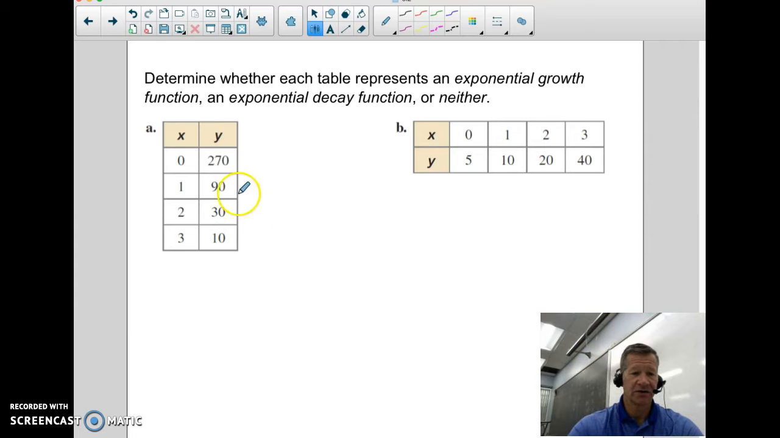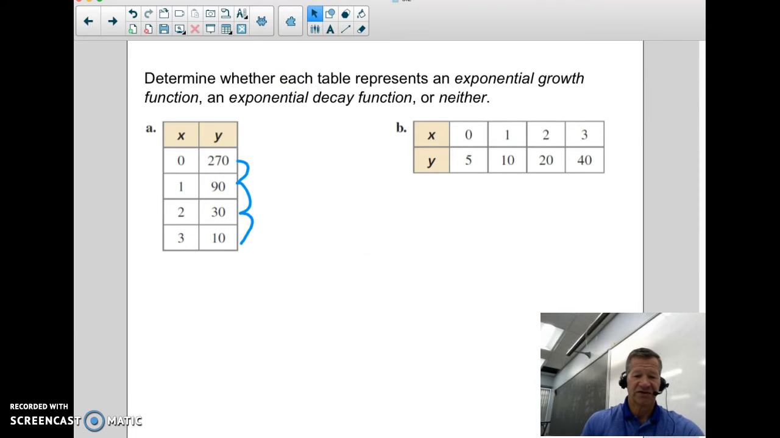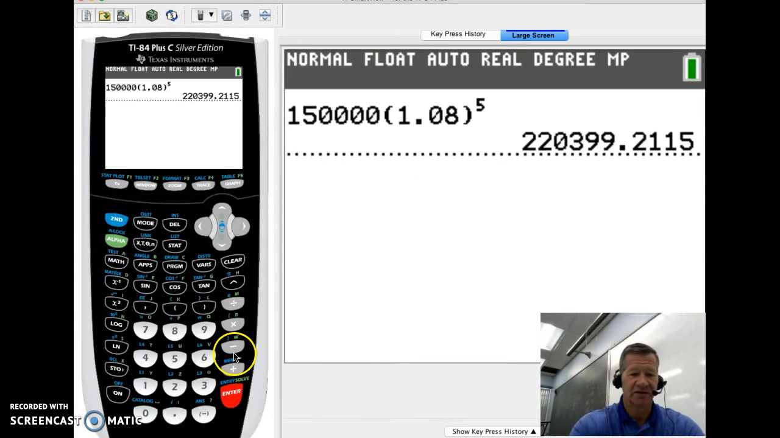Okay? So what I'm going to do is I'm going to take my calculator and I'm going to divide backwards. I'm going to divide 10 by 30, 30 by 90, and 90 by 270, to find out what exactly I am multiplying every time as I go down this list, and make sure it's the same thing. I actually have to divide backwards. Okay, so hopefully that makes sense to you. So let's do that.